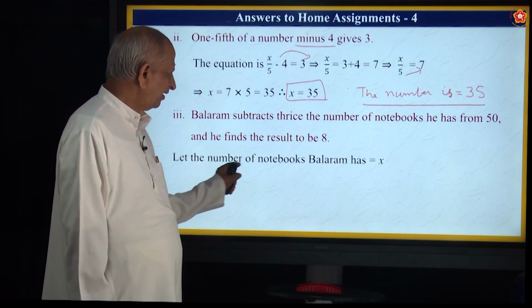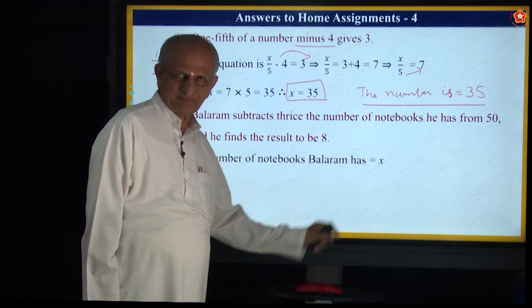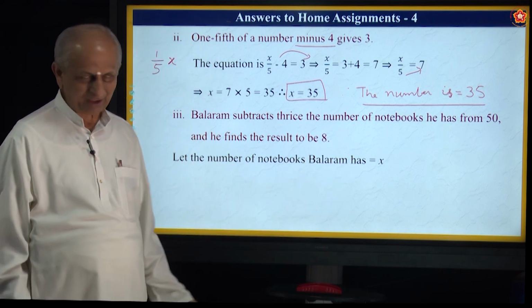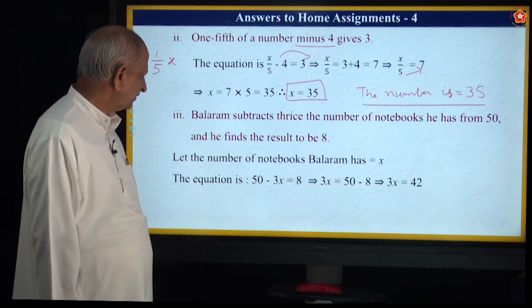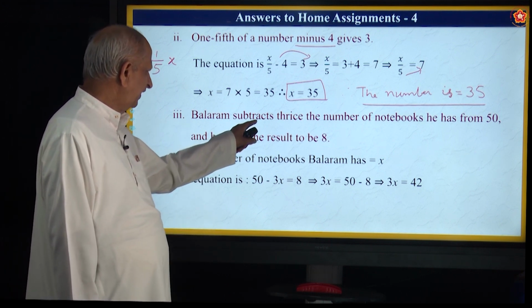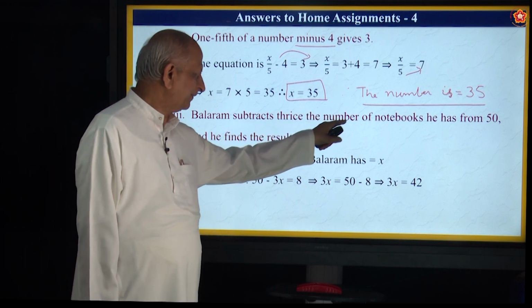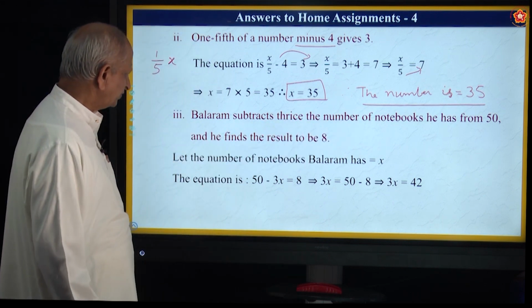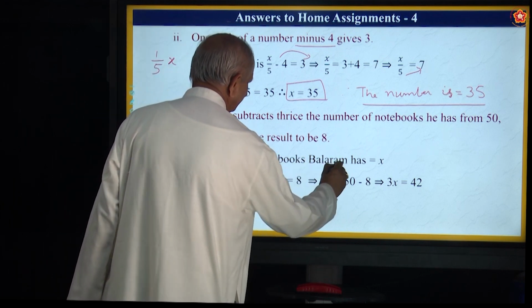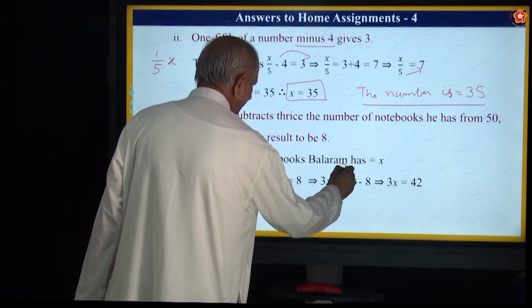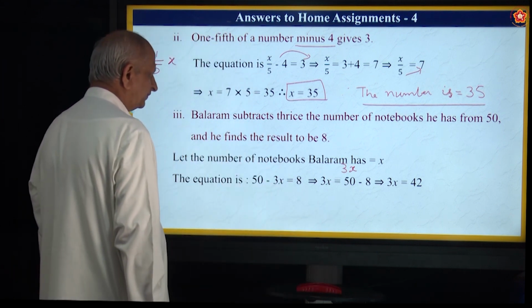So Balram subtracts thrice the number of notebooks he has from 50 and he finds the result to be 8. So let the number of notebooks Balram has, which you don't know, call it as x. Then the equation becomes, see, subtracts thrice the number of notebooks. So thrice the number means what? It becomes 3x.